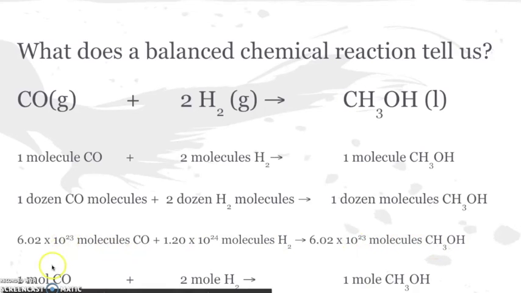So 1 mole plus 2 moles make 1 mole. And this is how we count. We count in moles. So 1 mole of CO plus 2 moles of H2 make 1 mole of methanol.